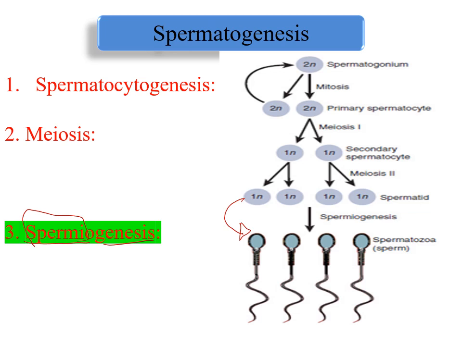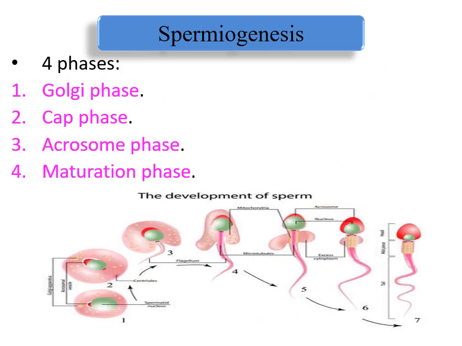Okay, they are spermatocytogenesis, meiosis, and then spermiogenesis. Spermatocytogenesis is the formation of the primary spermatocyte. Meiosis is the change from the primary spermatocyte into spermatid, and then the change of the spermatid into mature sperm is called spermiogenesis.